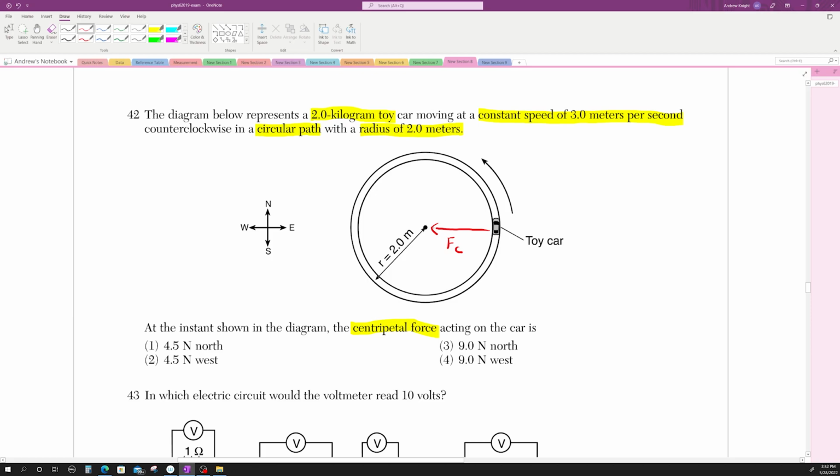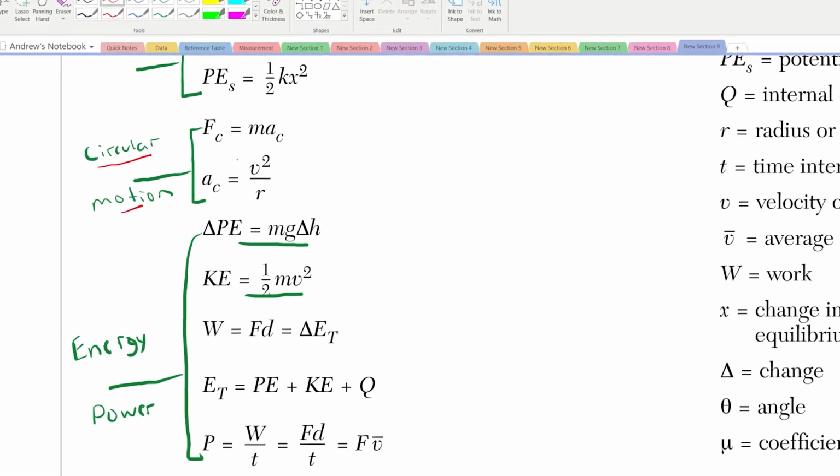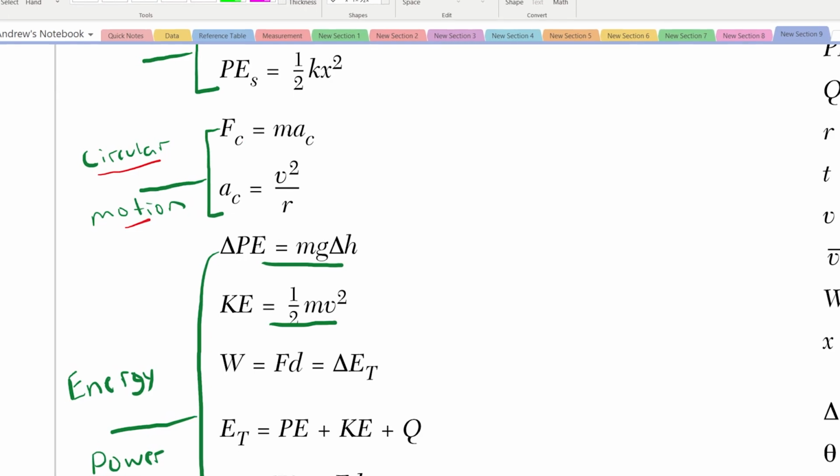At this particular location, please notice the centripetal force, while it's pointing to the center, can be described as pointing to the west. So 3 is out and choice 1 is out, which means we're down to a 50-50. Now we have to calculate the centripetal force. I think we should go to our reference table. Here on our reference table, we're talking about circular motion, so I'm going to have to use centripetal force as mass times my centripetal acceleration.